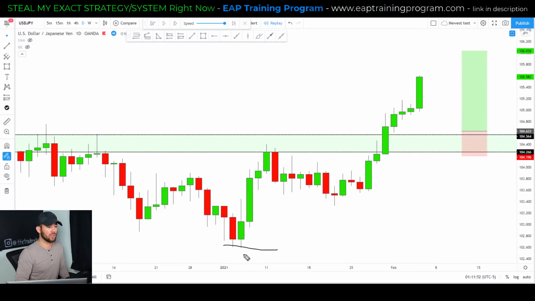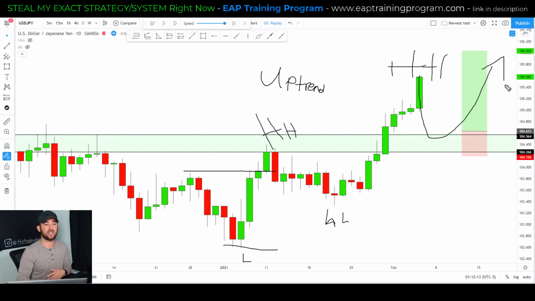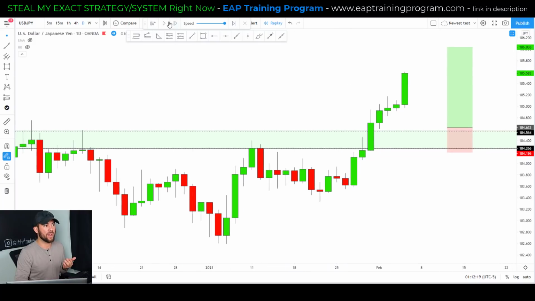We have a low to a higher high to a higher low. I'm trying to make an H out of that, to a new higher high. So what trend are we in right now? This would be considered an uptrend. If we're in an uptrend, what am I trying to do? I'm trying to capture the end of a pullback so I can catch the next impulsive leg of this uptrend on the daily chart. So what I have to do in this case is wait for a pullback.